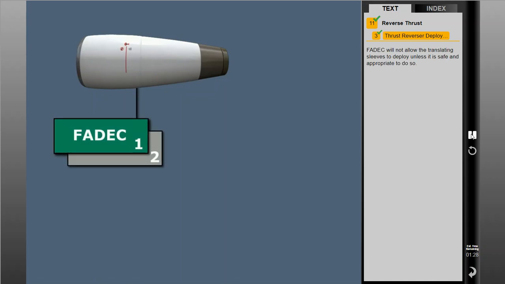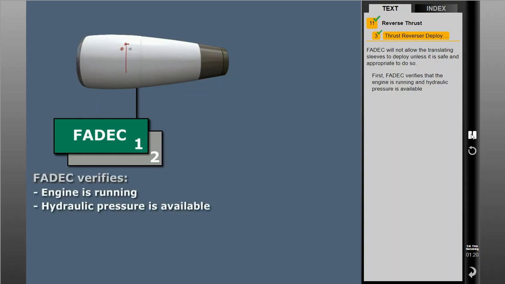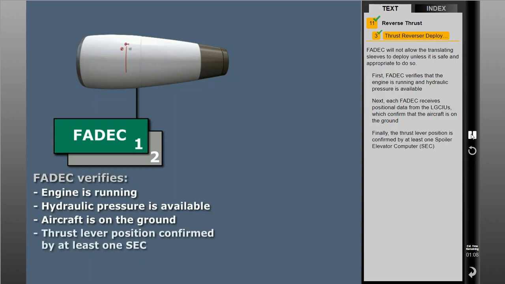FADEC will not allow the translating sleeves to deploy unless it is safe and appropriate to do so. First, FADEC verifies that the engine is running and hydraulic pressure is available. Next, each FADEC receives positional data from the LGCIUs, which confirm that the aircraft is on the ground. Finally, the thrust lever position is confirmed by at least one spoiler elevator computer, or SEC.